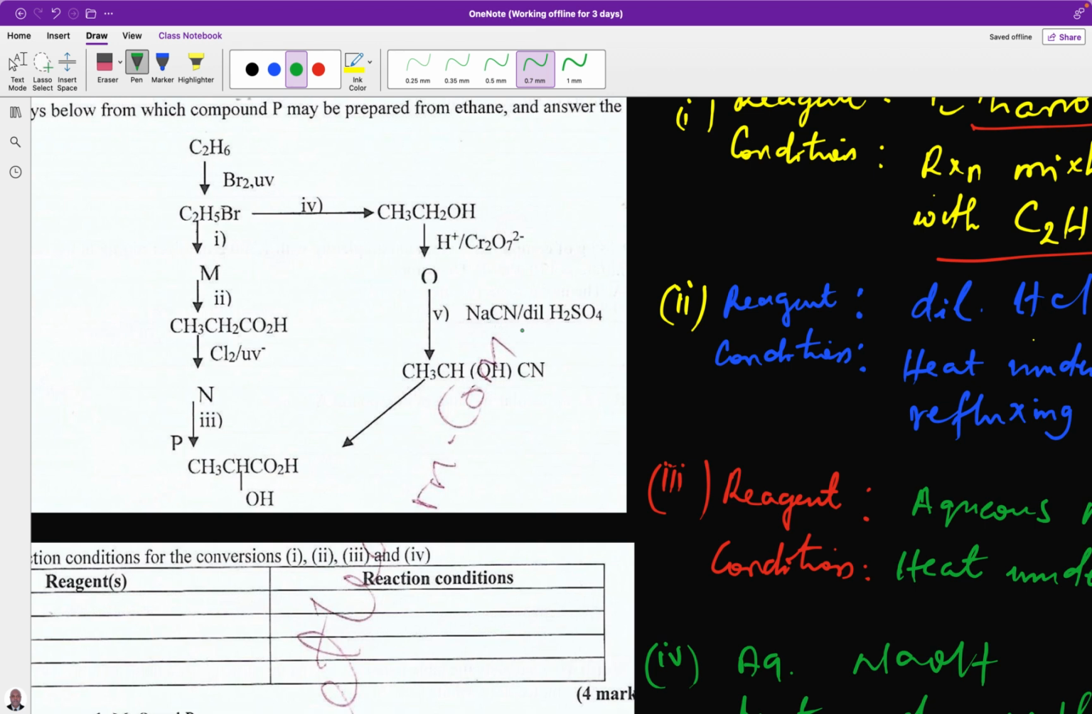But because there is another substitution here, it is oxidized only to the aldehyde. Further oxidation is not required here. Then the aldehyde will undergo this reaction here with cyanide, and the reaction here with cyanide is nucleophilic addition.